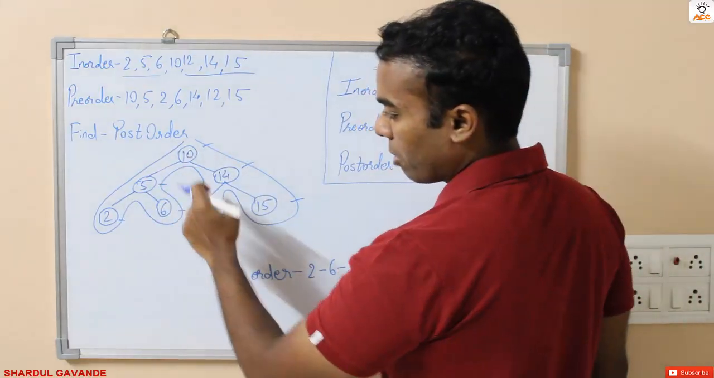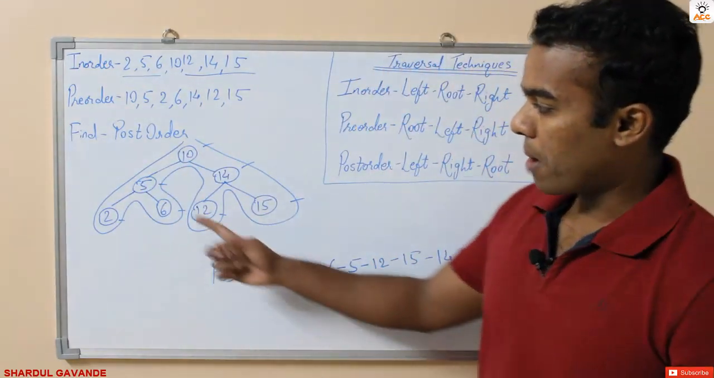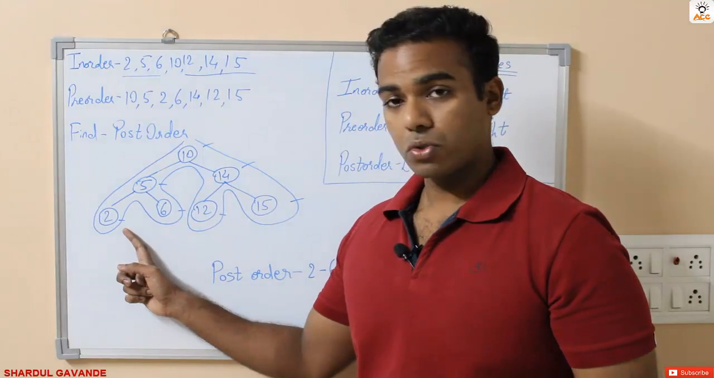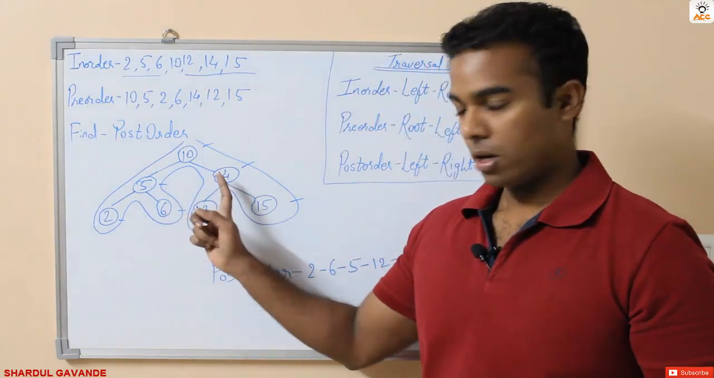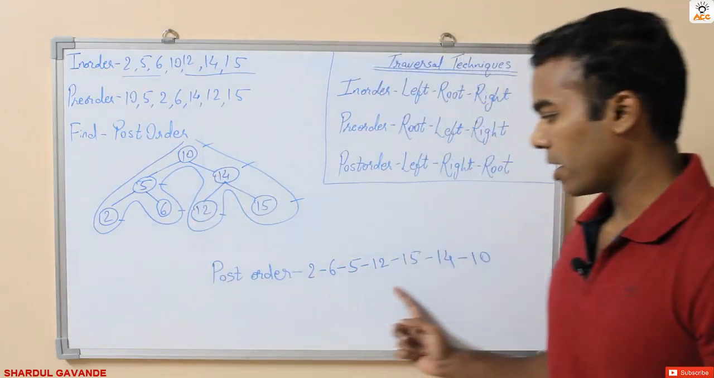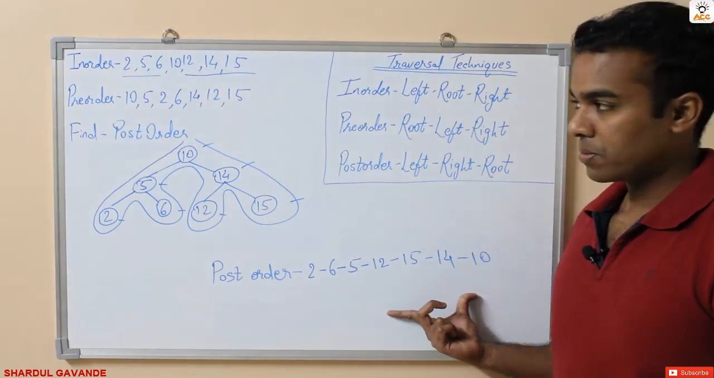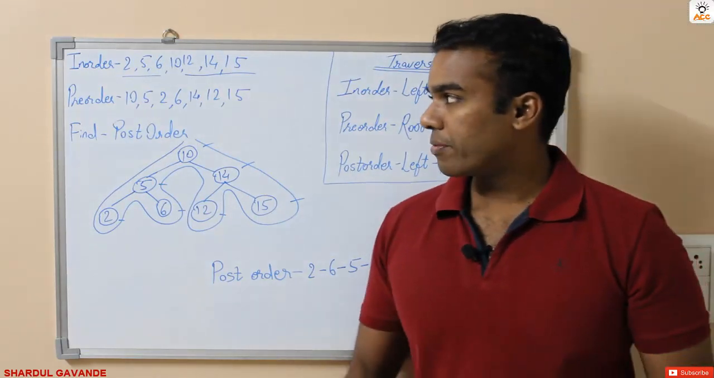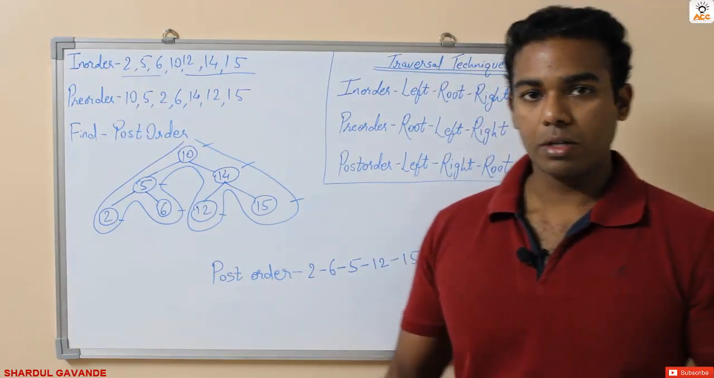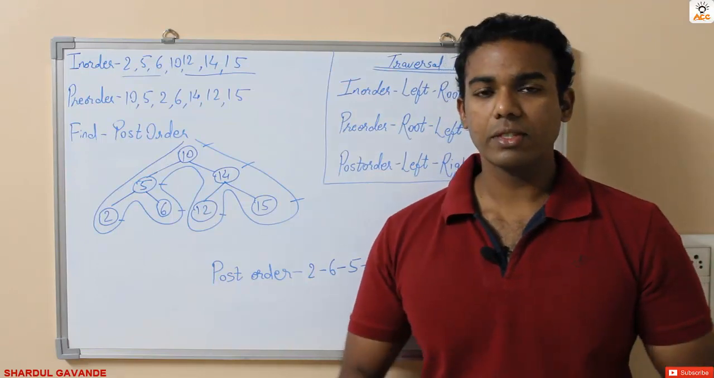Later on I drew a path and made a marking for post order, which was to the right side of every node, and following the sequence I got my post order value. So this is how we find the in-order, pre-order and post order. So yes, that's it from this video.